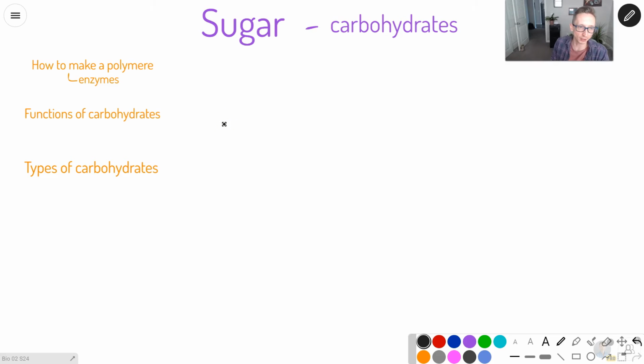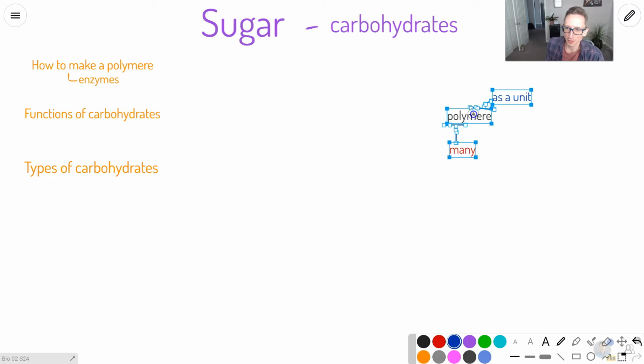Okay, so how do we make a polymer? What is a polymer? Polymer. That's the word, right? Okay, so poly, this word means many. And mer, you can just think of this as a unit. So it's many units. Polymer, many units.